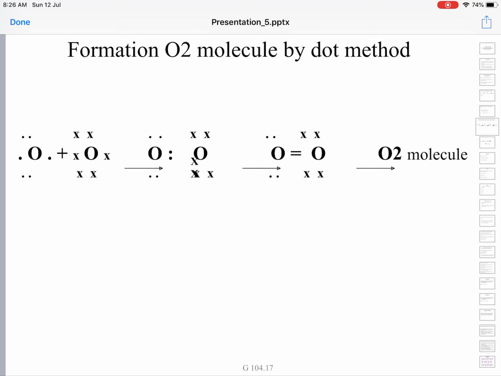So, in all, between two oxygen atoms, two bonding pairs of electrons are shared. So, a double bond is formed. Okay. A double bond is formed in the oxygen molecule. In the O2 molecule, you have O double bond O. Okay. That is the formation of oxygen molecule.